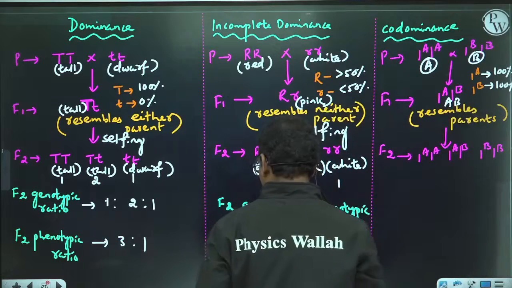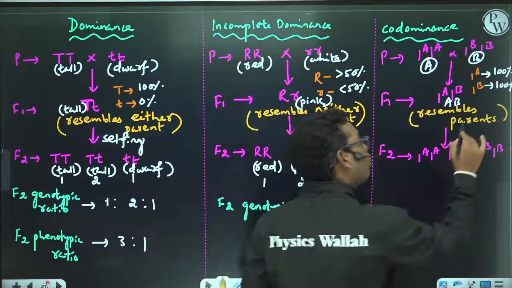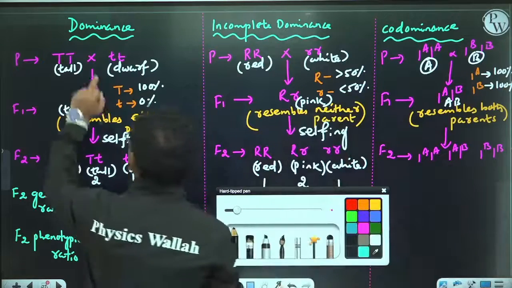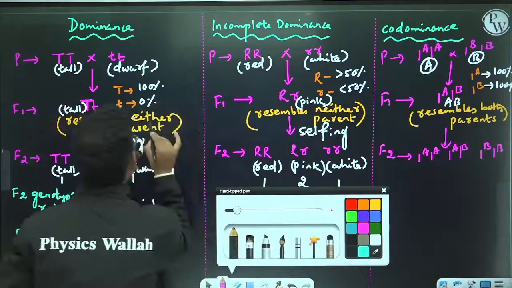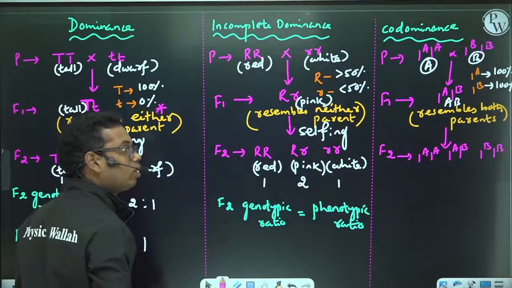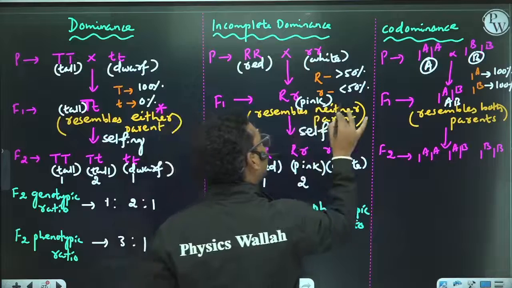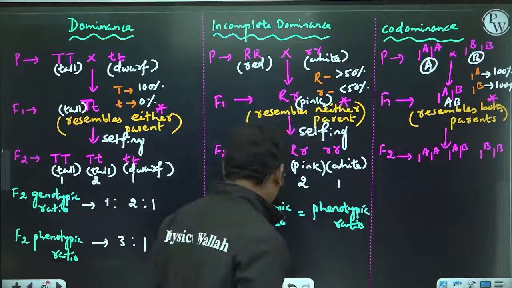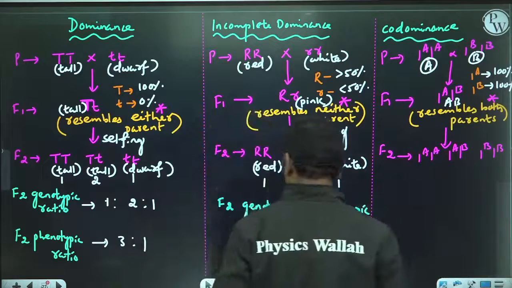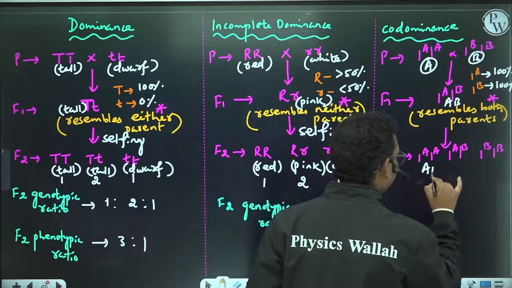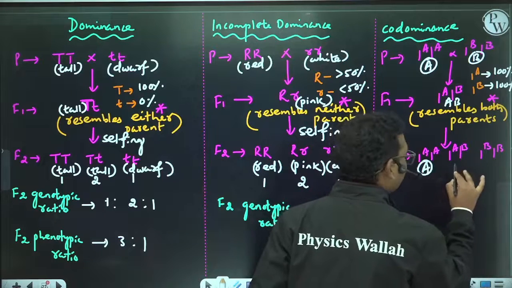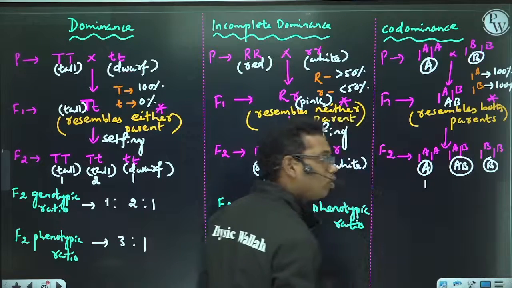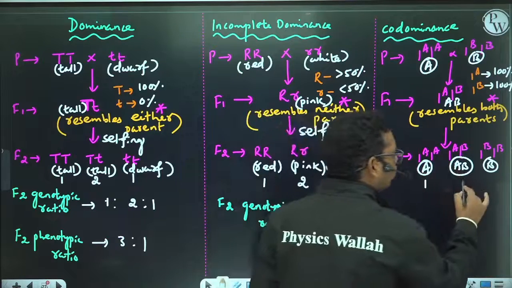So I can say here that the F1 generation resembles both parents, both dominant and recessive. So I can say in case of dominance, F1 resembles either parent. In case of incomplete dominance, F1 resembles neither parent. And in case of codominance, it resembles both parents. And after selfing, I will get the F2 generation. And in F2 generation, this will be blood group A, this will be blood group AB, and this will be blood group B. Okay, and I will get individuals like this 1, this will be 2, and this will be 1.